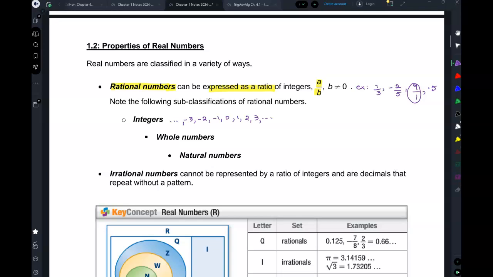Now, from that large list of numbers, if we strip away this half, what are we left with? 0, 1, 2, 3, ... Those are the whole numbers. So they're basically integers, but all the negative numbers thrown away. So 0 and up.